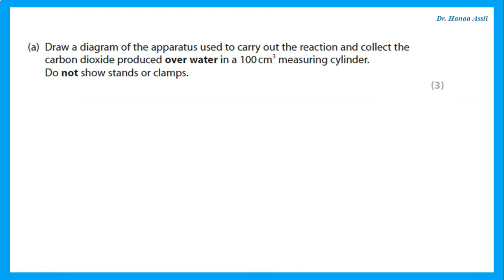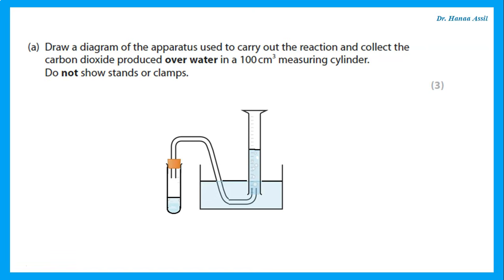And the first question is, draw a diagram of the apparatus used to carry out the reaction and collect the carbon dioxide produced over water in a 100 cm³ measuring cylinder. So he's basically asking us to draw the apparatus. So we said this is the apparatus that we should have. We should have a boiling tube, delivery tube, measuring cylinder inverted over water in a trough.